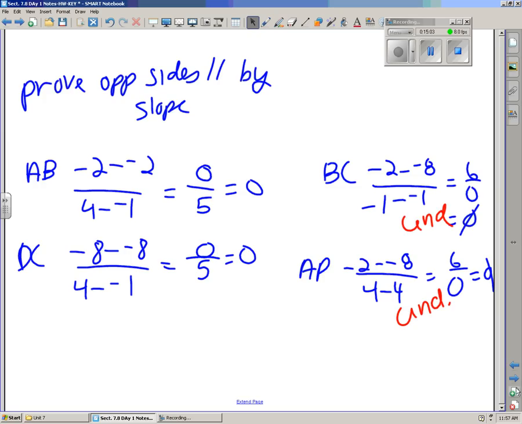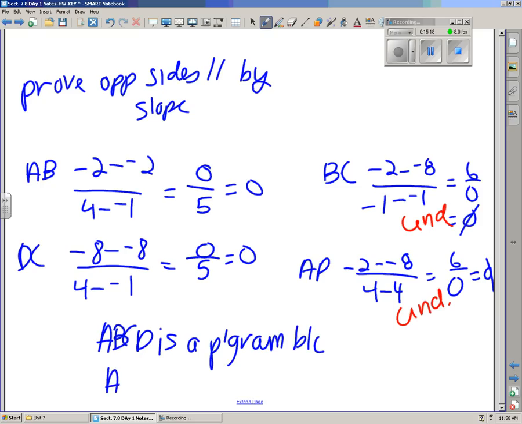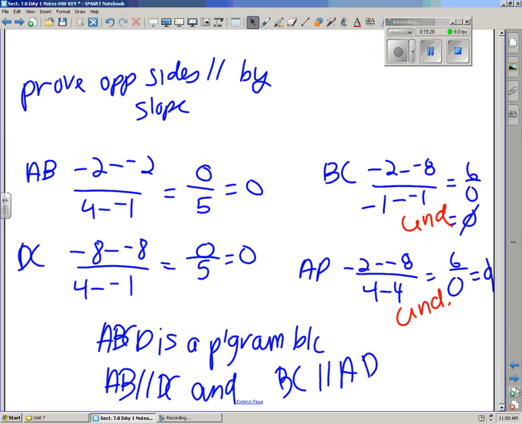So right now we know that ABCD is a parallelogram, is a p-gram, because AB is parallel to DC and BC is parallel to AD. We've got that part. Now we have to get one right angle, and one right angle is to prove that you've got a pair of negative reciprocal slopes.